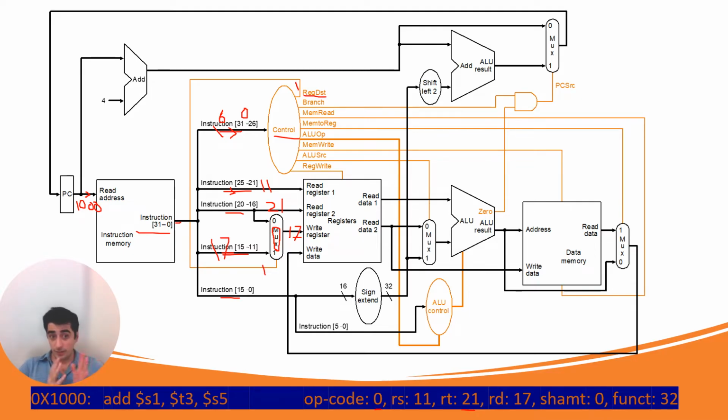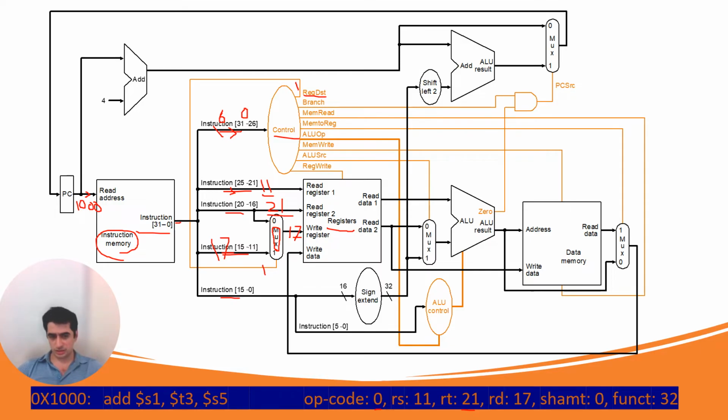So far we have fetched the instruction and decoded it, right, using the instruction memory, we have fetched the instruction. Using these wires, we have decoded the instruction. Now we are going to pass these decoded values, or the MIPS fields, to the register file. The register file is going to receive 11, which represents register T3, and 21, which represents register S5, and it's going to fetch the data stored in T3 and S5. The data stored in T3 is going to be placed here.